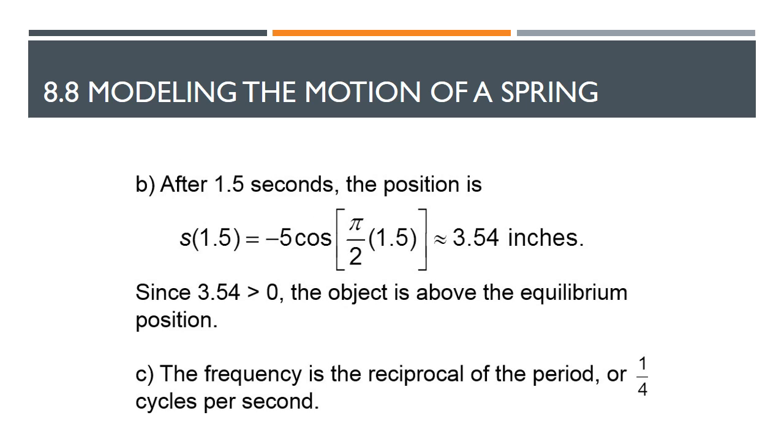After 1.5 seconds, well, this is easy. If we've got A, this is easy because you're just going to put 1.5 in and put it in your calculator. And so we have 3.54 inches, which means this is above the rest point. It has moved up above 0. The frequency is the reciprocal of the period. So the period was 4, so it's going to be 1/4 cycles per second.